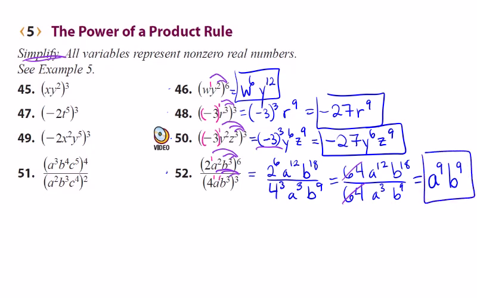Can't simplify anymore, right? Those are not like bases, so we can't use the product rule. And yeah, we have one base, one exponent. Can't do anything more with that.